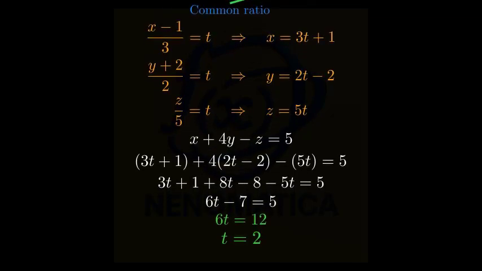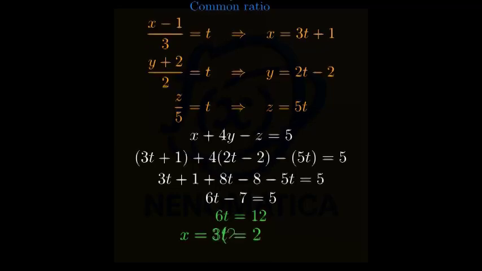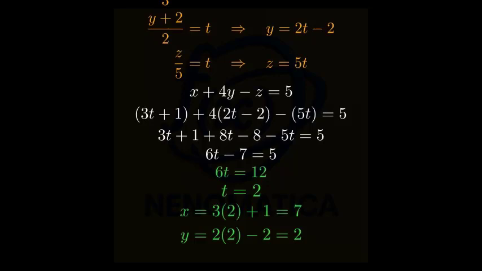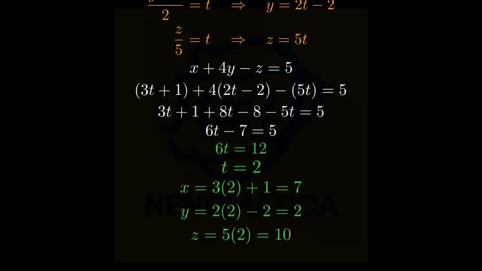Finally, back substitute t equals 2 to get x, y, and z. X equals 3 times 2 plus 1 equals 7. Y equals 2 times 2 minus 2 equals 2. Z equals 5 times 2 equals 10.